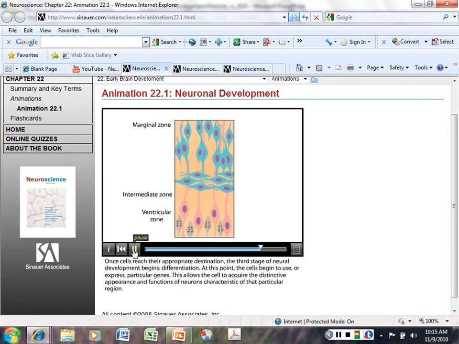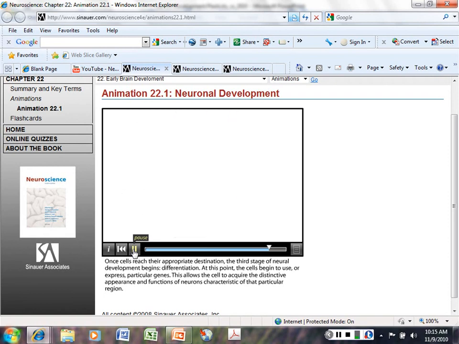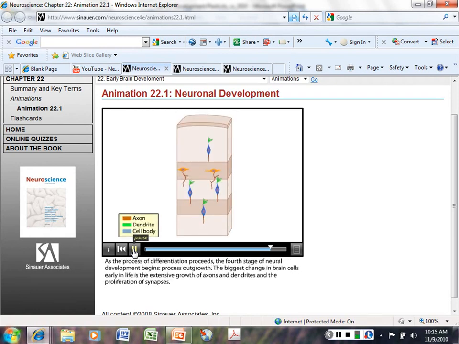Once cells reach their appropriate destination, the next stage of neural development begins, differentiation. At this point, the cells begin to use or express particular genes. This allows the cell to acquire the distinctive appearance and functions of neurons characteristic of that particular region. As the process of differentiation proceeds, the fourth stage of neural development begins, process outgrowth. The biggest change in brain cells early in life is the extensive growth of axons and dendrites and the proliferation of synapses.